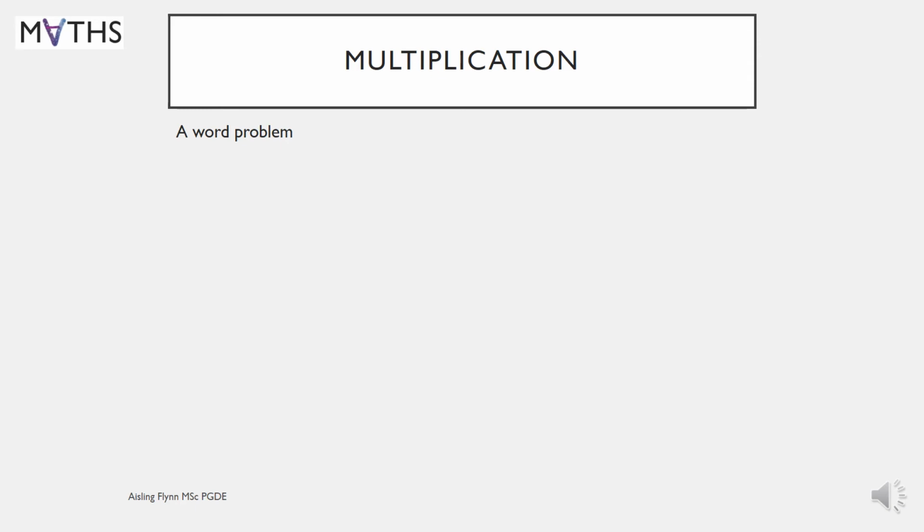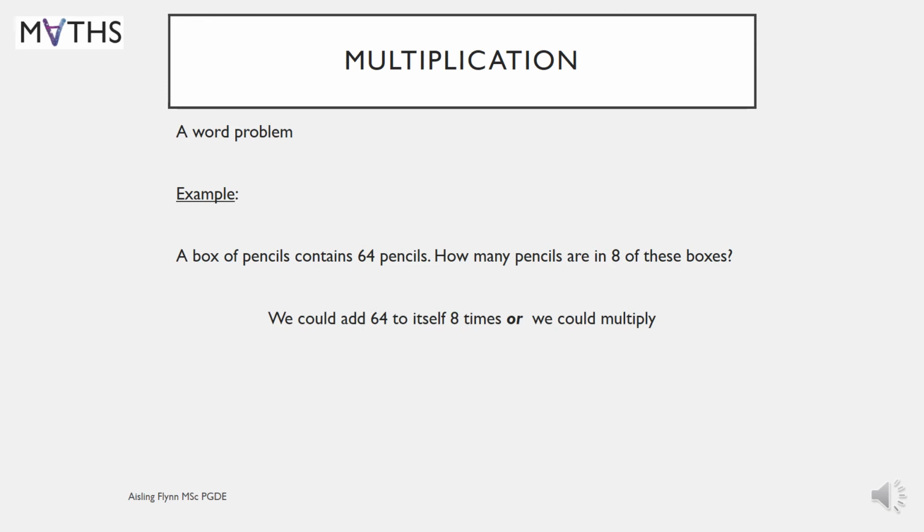So now let's look at a word problem. A box of pencils contains 64 pencils. How many pencils are in 8 of these boxes? We could add 64 to itself 8 times, or we could use multiplication. So we're looking at 8 64s, or 8 multiplied by 64. And the answer is 512 pencils.